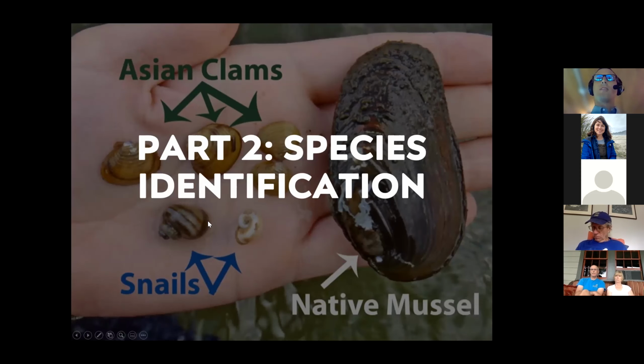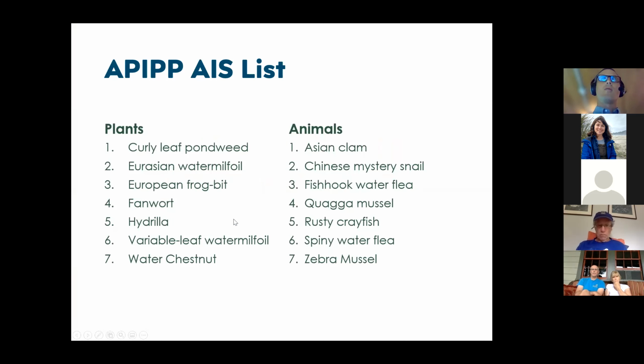Great, Emily Bell. Thank you so much. That was a great introduction to the impacts of aquatic invasive species. And so now we're going to do a high-level species identification and try to give you the key characteristics. So for APIPP, we have a tiered list system. We prioritize different invasive species to manage, and it is important for us to use this approach so that we can be as effective as possible.